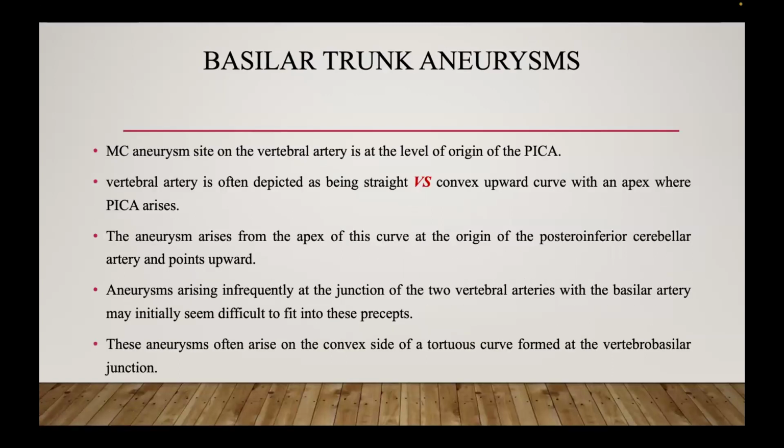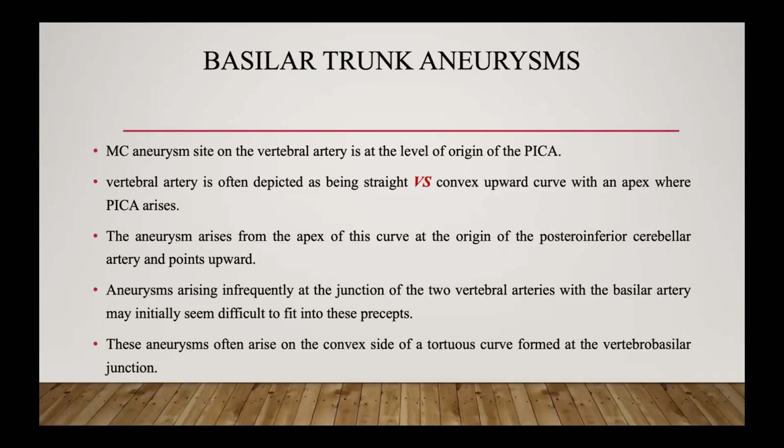So the most common aneurysm site in the vertebral artery is at the level of the origin of the PICA, and this is often depicted in angiographic images. The vertebral artery is often depicted and appreciated as straight, whereas wherever the PICA arises, it always has a convex upward curve. Also, the aneurysm usually arises from the apex of this curve, at the origin of the PICA, and usually points upward.